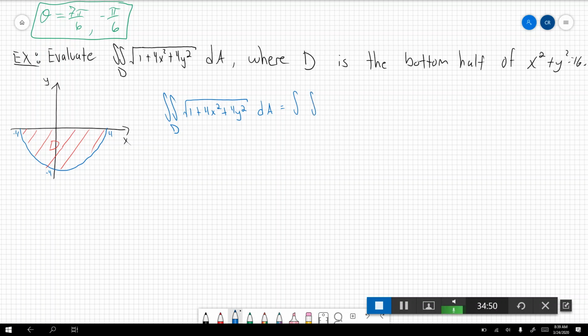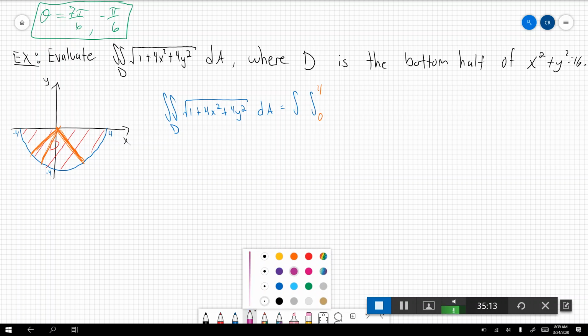All right, so the innermost integral is going to go for radii. So what are the radii? I'm drawing them here. Look at all of these radii. They begin at 0 and they end at 4. Theta: what angle are these sweeping through? The angles start at pi and they go over to 2 pi. And that's again because it's the bottom half of that circle.